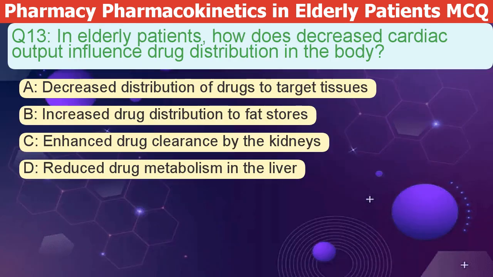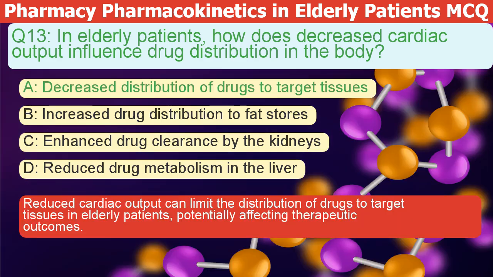In elderly patients, how does decreased cardiac output influence drug distribution? A. Decreased distribution of drugs to target tissues. B. Increased drug distribution to fat stores. C. Enhanced drug clearance by the kidneys. D. Reduced drug metabolism in the liver. The correct answer is A. Reduced cardiac output can limit the distribution of drugs to target tissues in elderly patients, potentially affecting therapeutic outcomes.